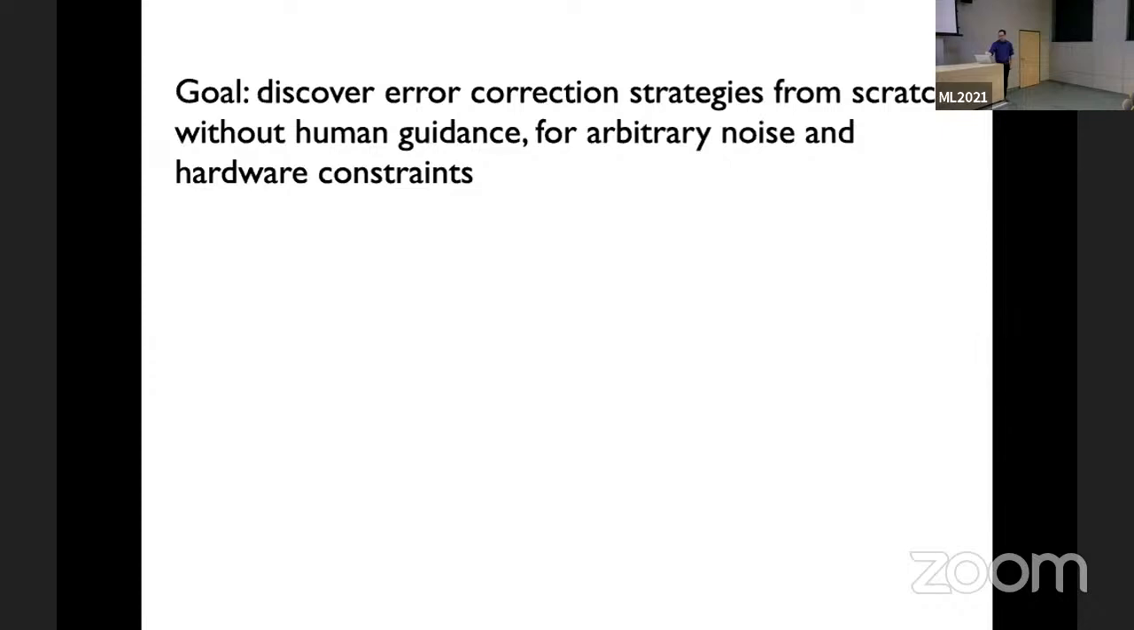Okay. So the overall goal then will be to discover error correction strategies from scratch without us putting in already some knowledge. And doing so for arbitrary noise and arbitrary hardware constraints. Hardware constraints may mean which qubits are connected. That is, if there are 2 qubits, it's not always a given that you can apply a controlled NOT between those 2 qubits. Maybe they are far away on the chip, so then you have to do something more clever than that.